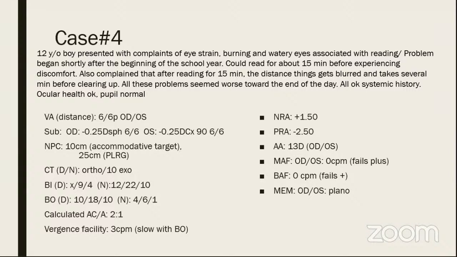So what would be the diagnosis of this patient? Yeah, anybody can share? Okay, so let's check. Near exo is greater than distance exo, NPC is receded, and base-in value seems okay, and base-out value especially for near is less, and the calculated AC/A ratio is low. Okay, so NRA, PRA, these are the MEF, BAF values, and MEM is plano, meaning lead. So what would be the diagnosis of this patient?